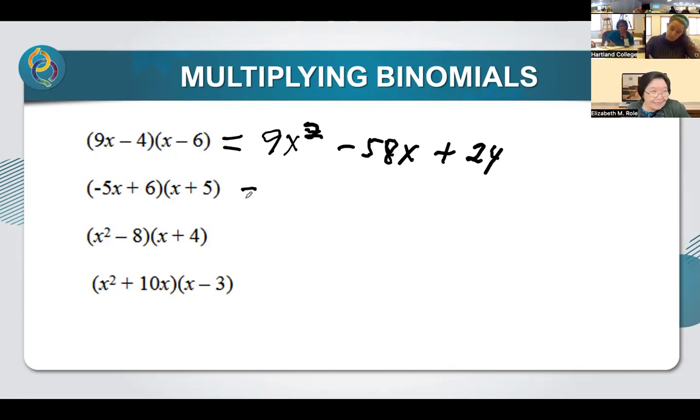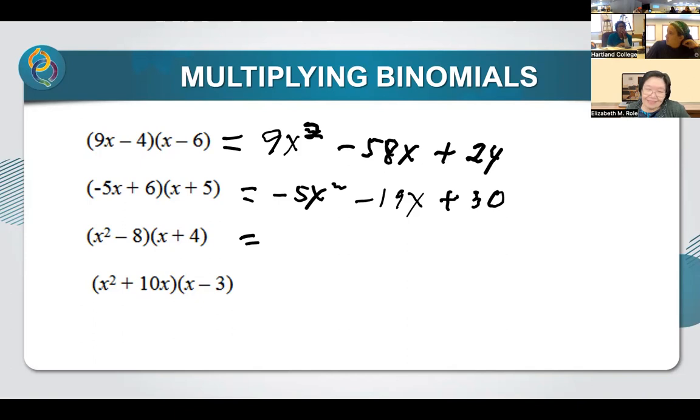Can we do the second one? Minus 5x squared. Okay. Minus 19x. Yes, plus, because you now have minus 30. 25x squared minus 25x plus 6x. Plus 30. Very good. So that's with FOIL, the shortcut. You be the one to give me the answer for the third one.